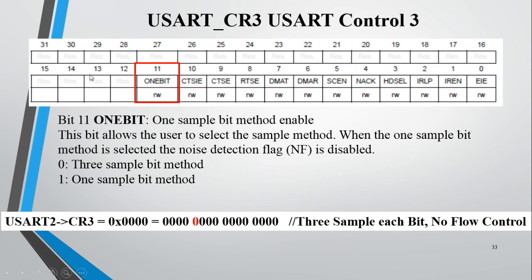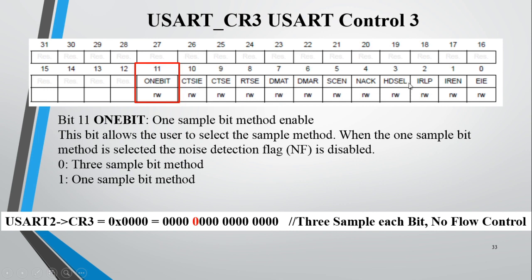By default, this one bit will be set to 0. That means the 3 sampling method will be used for the configuration. So 3 samples will be sampled at the center, and if any one of the bits is not the same, then the noise flag will be set. Otherwise, the noise flag will be reset. Right. So here I am setting 1 bit to 0. That means the 3 sampling method is used. That is why 0 is set in bit number 11.